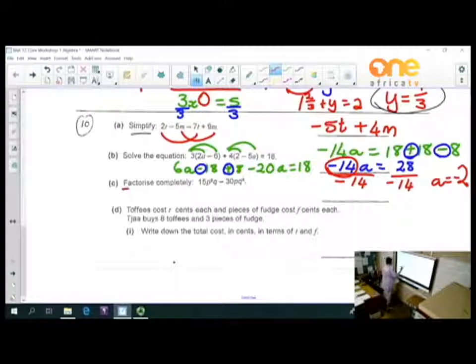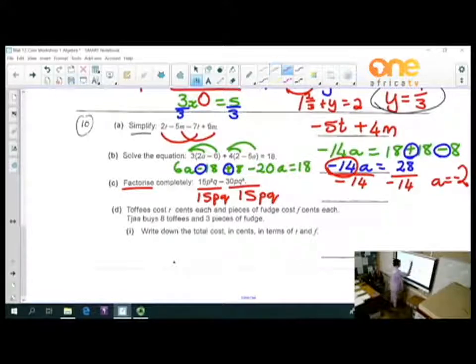Question C, factorize. So we are again busy with factorize. That means divide. What is common here? I can divide with the number 15 on both sides. Which letters? PQ. And there also PQ. So my first factor now here is 15PQ. So now I have to find the second one.